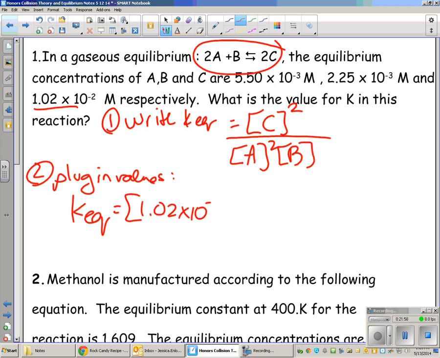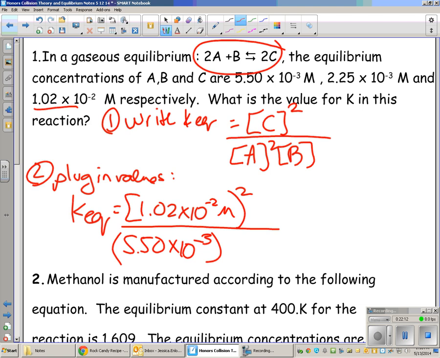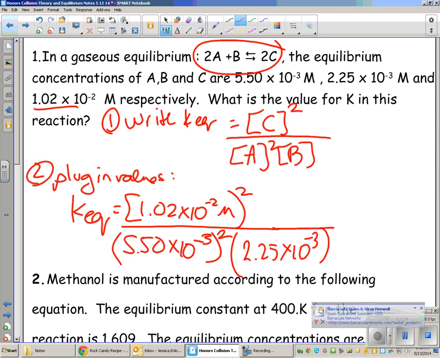1.02 times 10 to the negative 2 molar squared over what? 5.50 times 10 to the negative third, squared that as well, yep, times B. So all I'm doing is reading the problem and plugging in. Thank you. Have your calculators. I want to make sure you plug it into your calculator correctly.